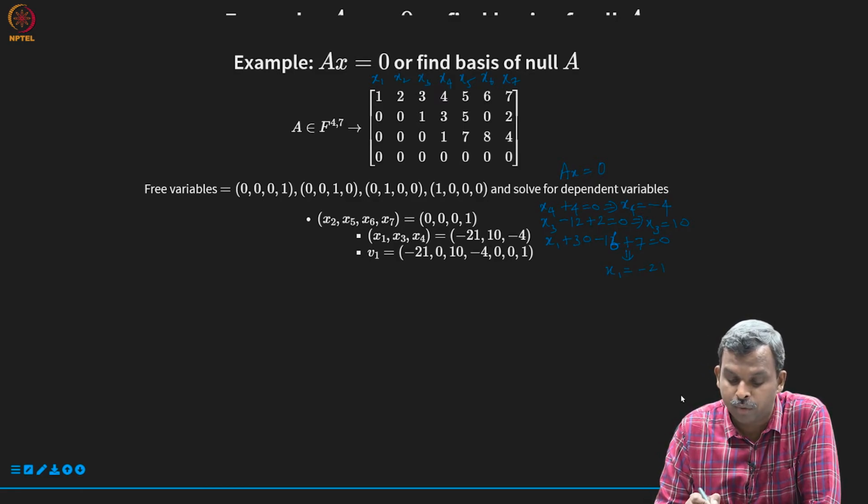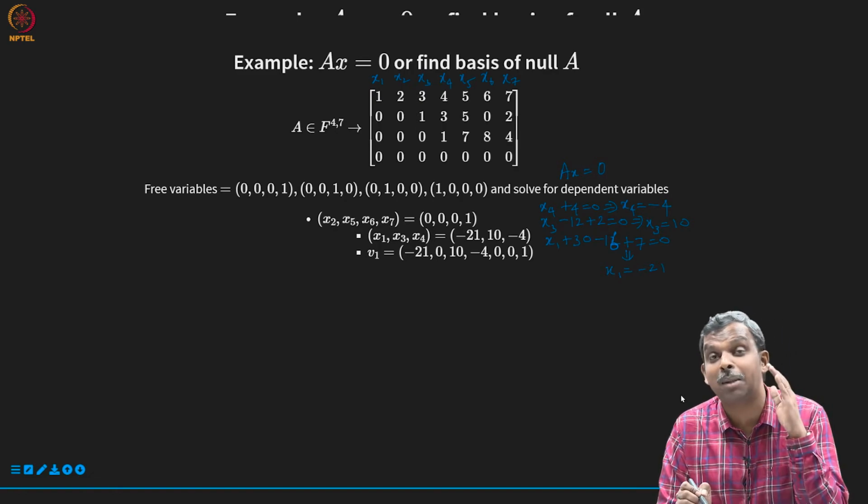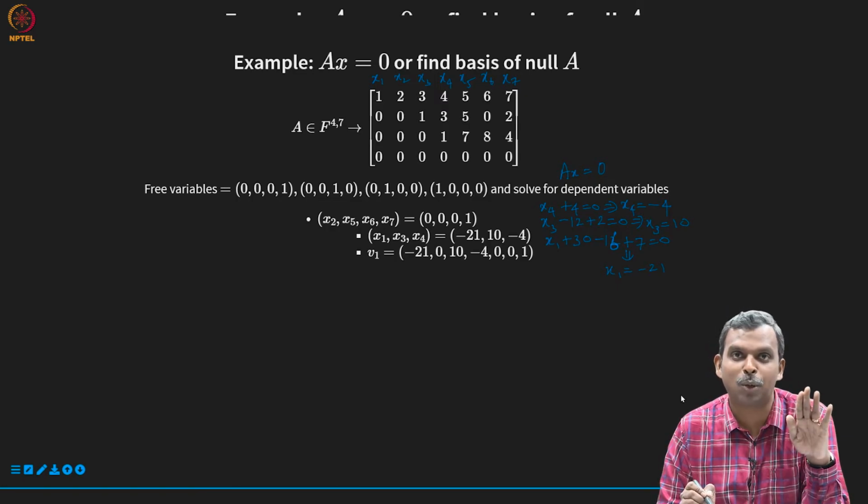So x1, x3, x4 is minus 21, 10, minus 4, and x2, x5, x6, x7 is 0, 0, 0, 1. You put them all together, you get your v1. So this is one basis vector for the null space. The reason why it becomes a basis vector will be clear to you, but this is one vector which definitely belongs to the null space. There is no doubt about it, right?